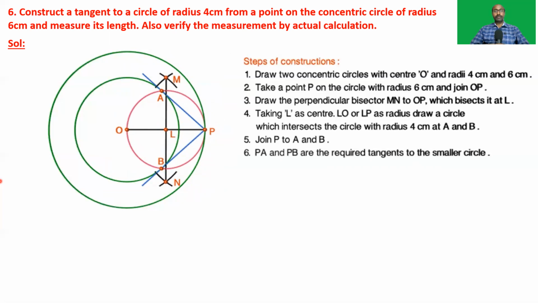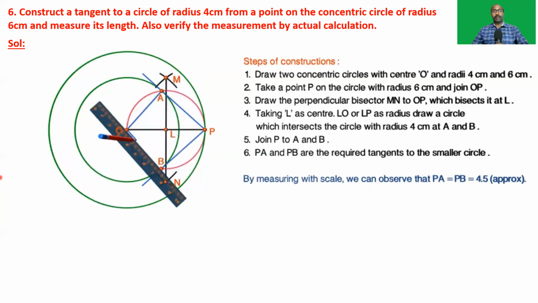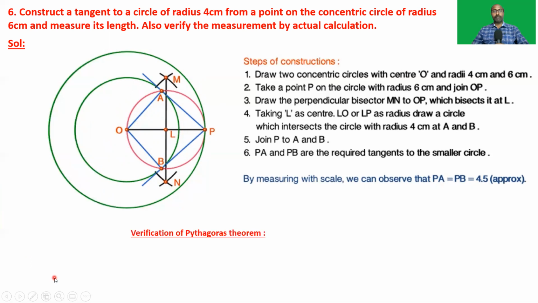Now, by measuring with scale, we can observe that PA is equal to PB is equal to 4.5 centimeter approximately. And to verify the measurement by actual calculation, join O to A and B. Now, verification of Pythagoras theorem.